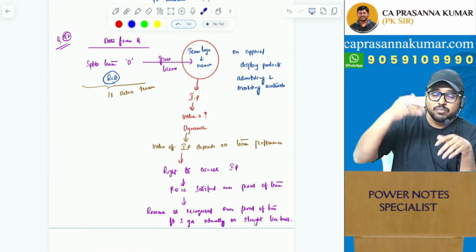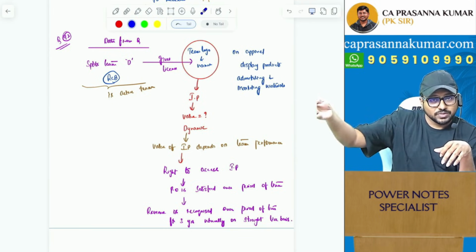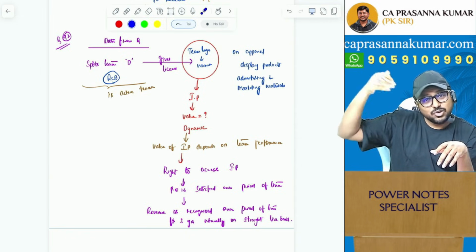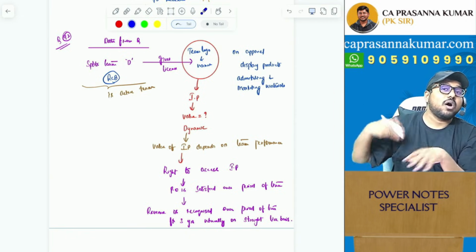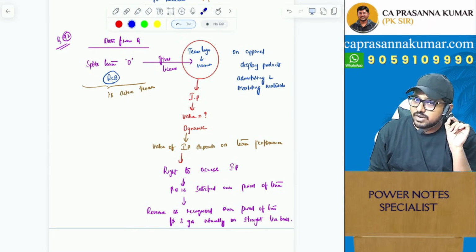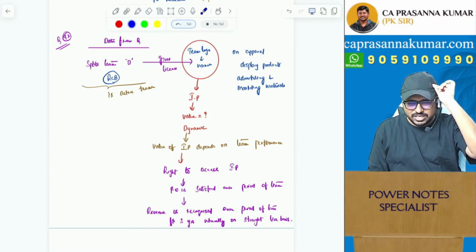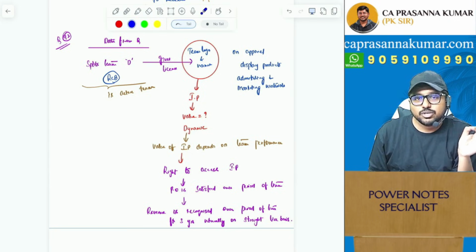Because depending upon in future what these guys will do, what kind of matches they'll play, how they'll perform, depending upon that, the value of the intellectual property keeps on fluctuating. So therefore, it is right to access because it is dynamic. The moment you see a situation where things are dynamic, you should use right to access.